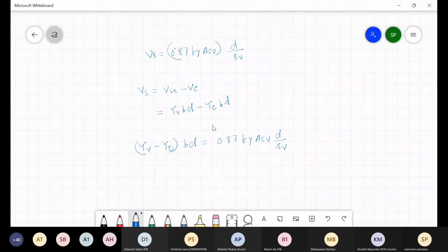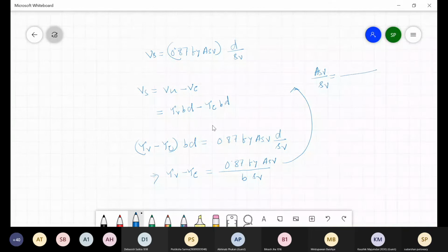So tau V minus tau C is equal to 0.87 fy Asv by b sv. Clear? Further, we can write in this way, Asv by sv is equal to tau V minus tau C into b by 0.87 fy. Up to this was clear?